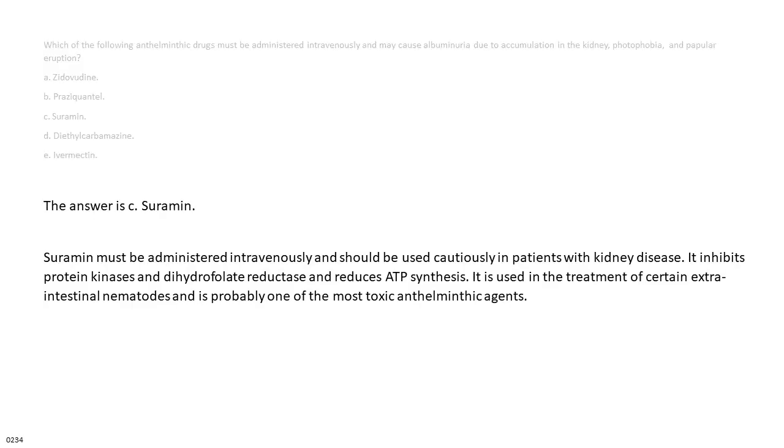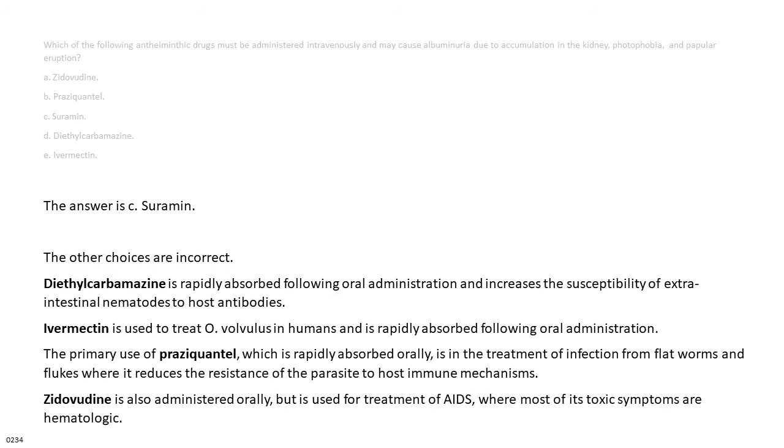The answer is C. Cycloserine. Cycloserine must be administered intravenously and should be used cautiously in patients with kidney disease. It inhibits protein kinases and dihydrofolate reductase and reduces ATP synthesis. It is used in the treatment of certain extraintestinal nematodes and is probably one of the most toxic anthelminthic agents. The other choices are incorrect.